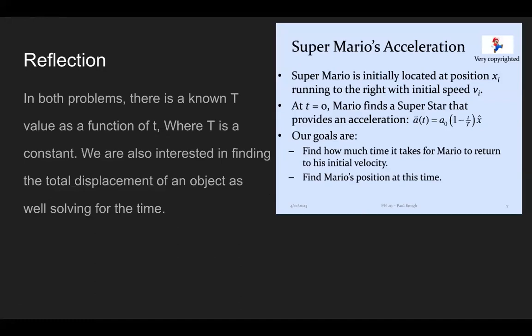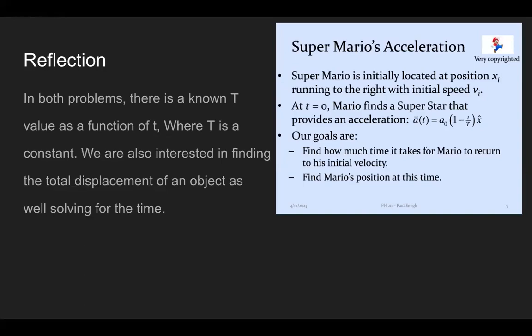Okay, now for the reflection, we're going to look at a problem that we found to be pretty similar to this problem, which is the Mario problem that we looked at during lecture. In both problems, we're given a known time constant, big T, and we're solving for the total displacement, or where the object has moved over a certain amount of time. In both problems, we find the antiderivatives from our initial equation so that we can find the graphs and equations for acceleration, velocity, and displacement.